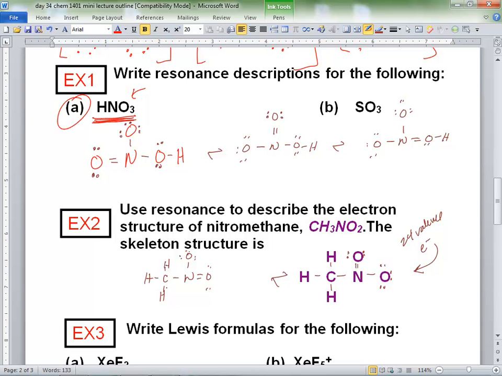Well, if you could try it, but if you did, you'd have 2, 4, 6, 8, 10. Carbon would be breaking the octet rule, so you don't do it.